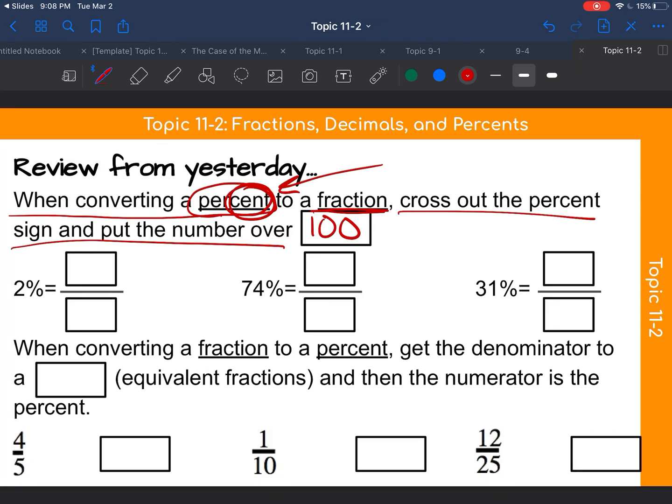So let's look at this. It's 2%. How would you write 2% as a fraction? 2 over 100. What about 74%? It would be 74 out of 100. And lastly, 31% would be 31 out of 100. So that's pretty straightforward. If you have a percent, you can easily right away turn it into a fraction.